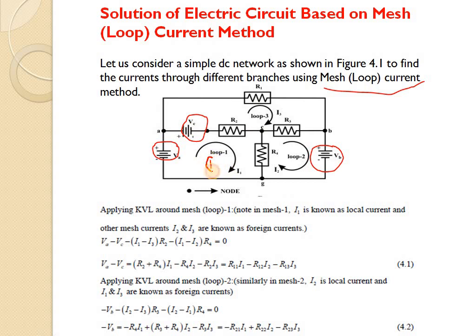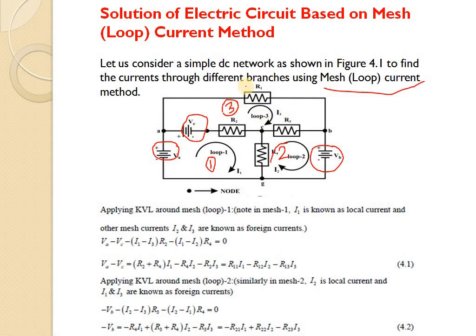Three loops are present: loop 1, loop 2, and loop 3. That means we will form three loop equations, and by solving these equations we will find the branch currents or loop currents here.